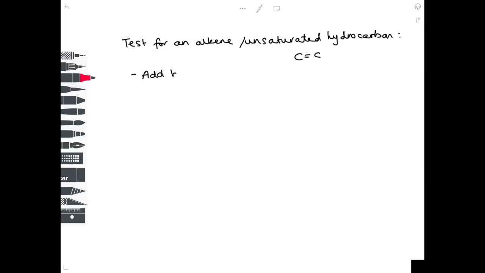Let's touch on a few reactions that you need to be aware of. I could ask you, what is the test for an alkene or an unsaturated hydrocarbon? That's actually the same question. So effectively you're testing for the presence of the C double bond C. What you'd write as your answer is that you add bromine water, and in terms of your observations, what you would see is that it would go from orange to colourless.